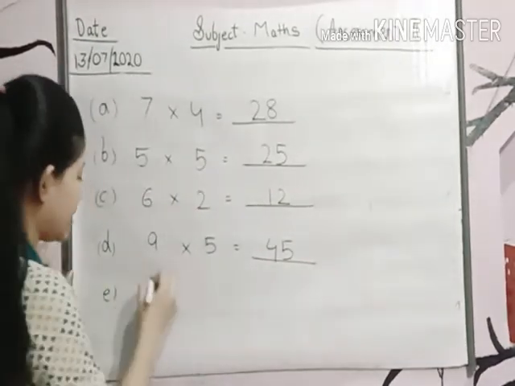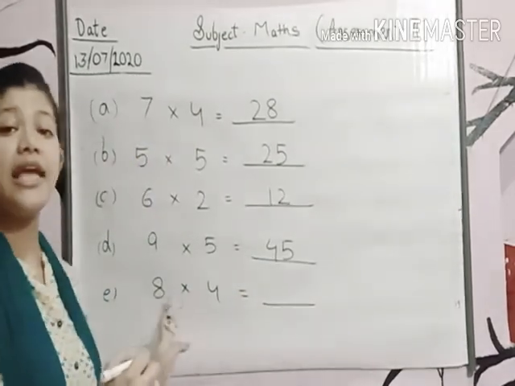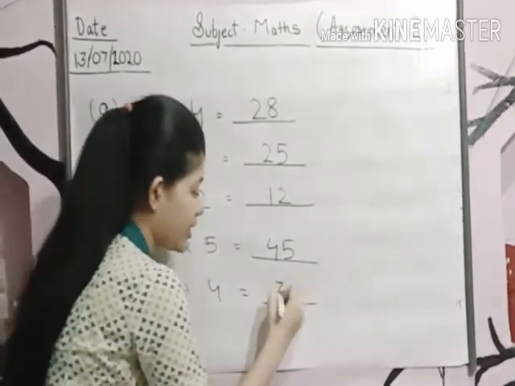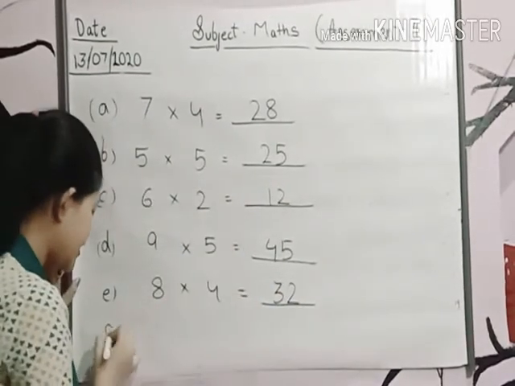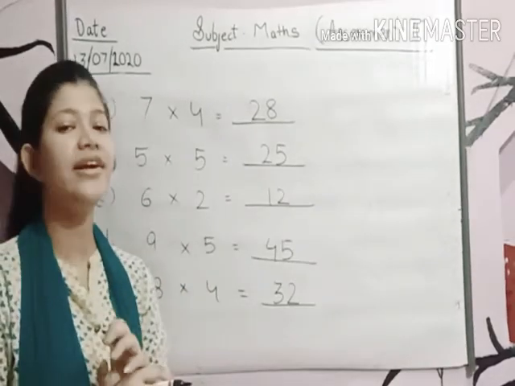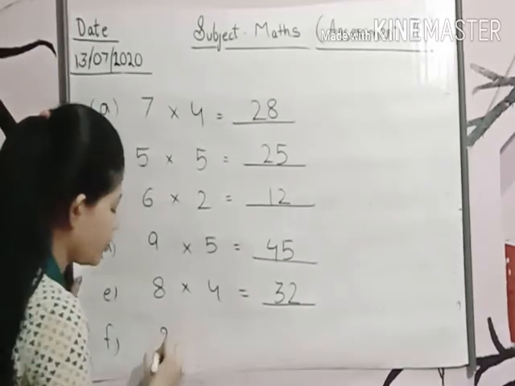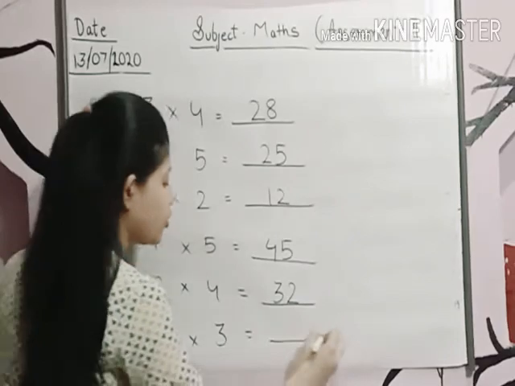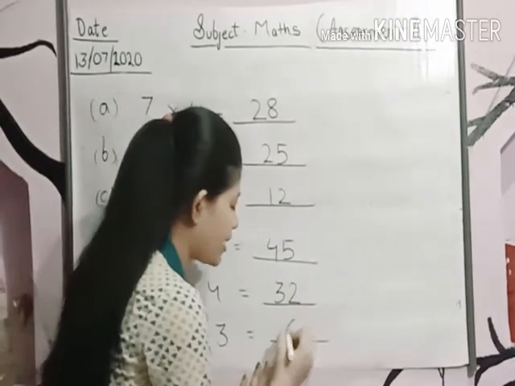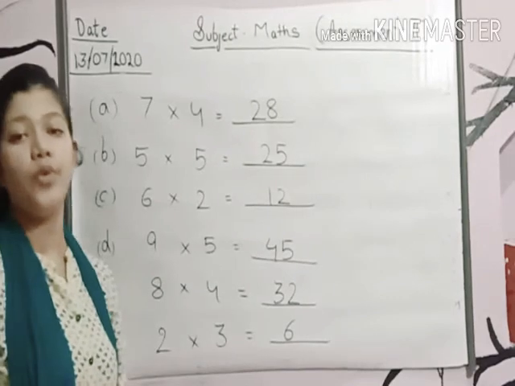Next one. 8 into 4 is equal to. Now tell me, 8 4s are 32. Yes? So we will write 32 over here. See, it is very easy, but easy only for those who have learned tables. Okay. Next one. 2 into 3 is equal to. Now tell me, 2 3s are 6. Yes. So we will write 6 over here. Okay. I hope you can do this in your book.